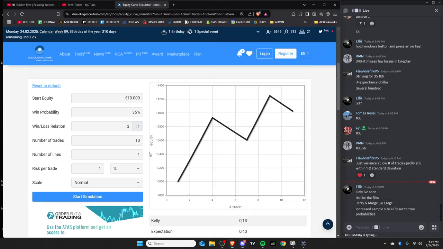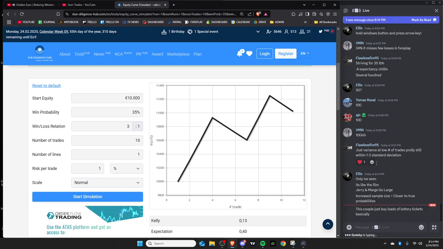Exactly. So the thing is too, if you have a 50-50 coin flip, there's a really small chance within 10 coin flips that you're actually going to get 5 heads and 5 tails. But if you do that 100 times, you're going to get closer to that 50-50 number. If you do that 1,000 times, you're going to get way closer to that 50-50 number.